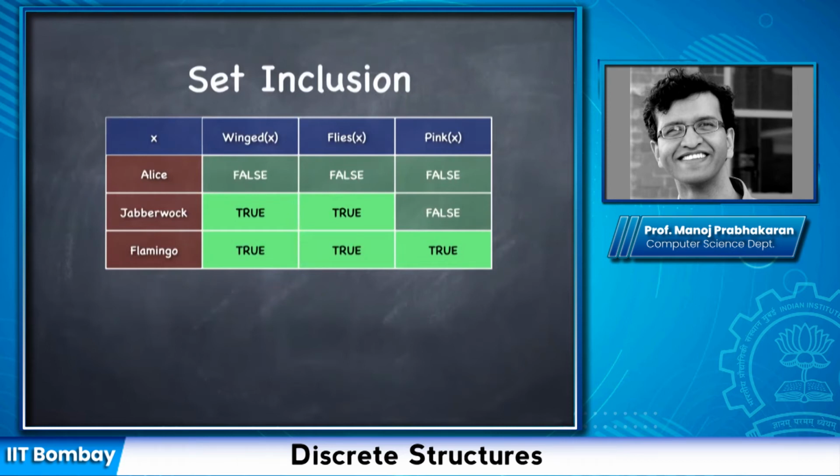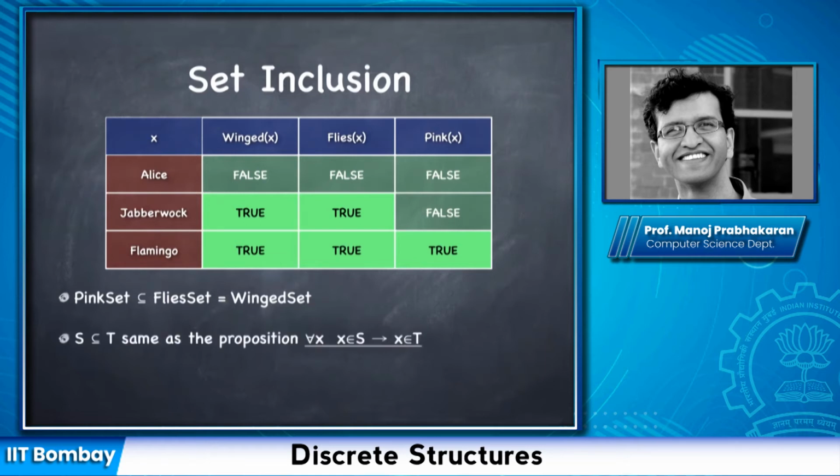Another statement about sets that you would often make is of set inclusion. So there's actually a relation between two sets. For instance, here this pink set is a subset of, or is included in, the fly set. On the other hand, fly set and winged set are equal. So you could write these kinds of relations between sets using inclusion and equality, or inclusion in the other direction.